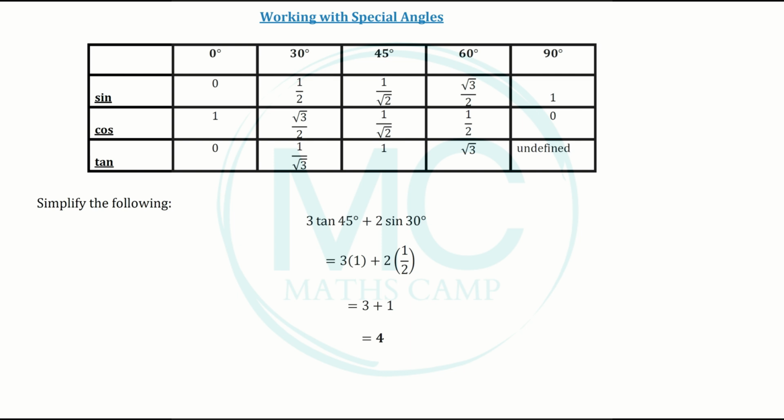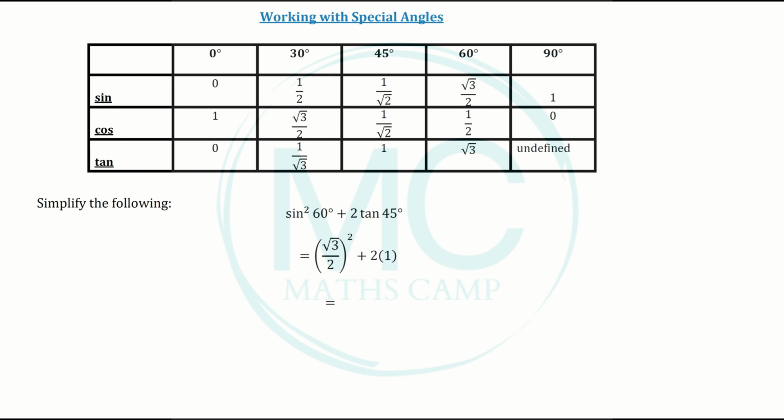Let's do another one. Sine squared 60 degrees plus 2 tan 45 degrees. Let's start with a value for sine 60. And from our table, we can see it's root 3 over 2. So you can write this in here. We want sine squared 60 degrees, so we need to square this fraction. So let's put it into a bracket and square it. Now we're going to add 2 multiplied by tan 45, which is 1.